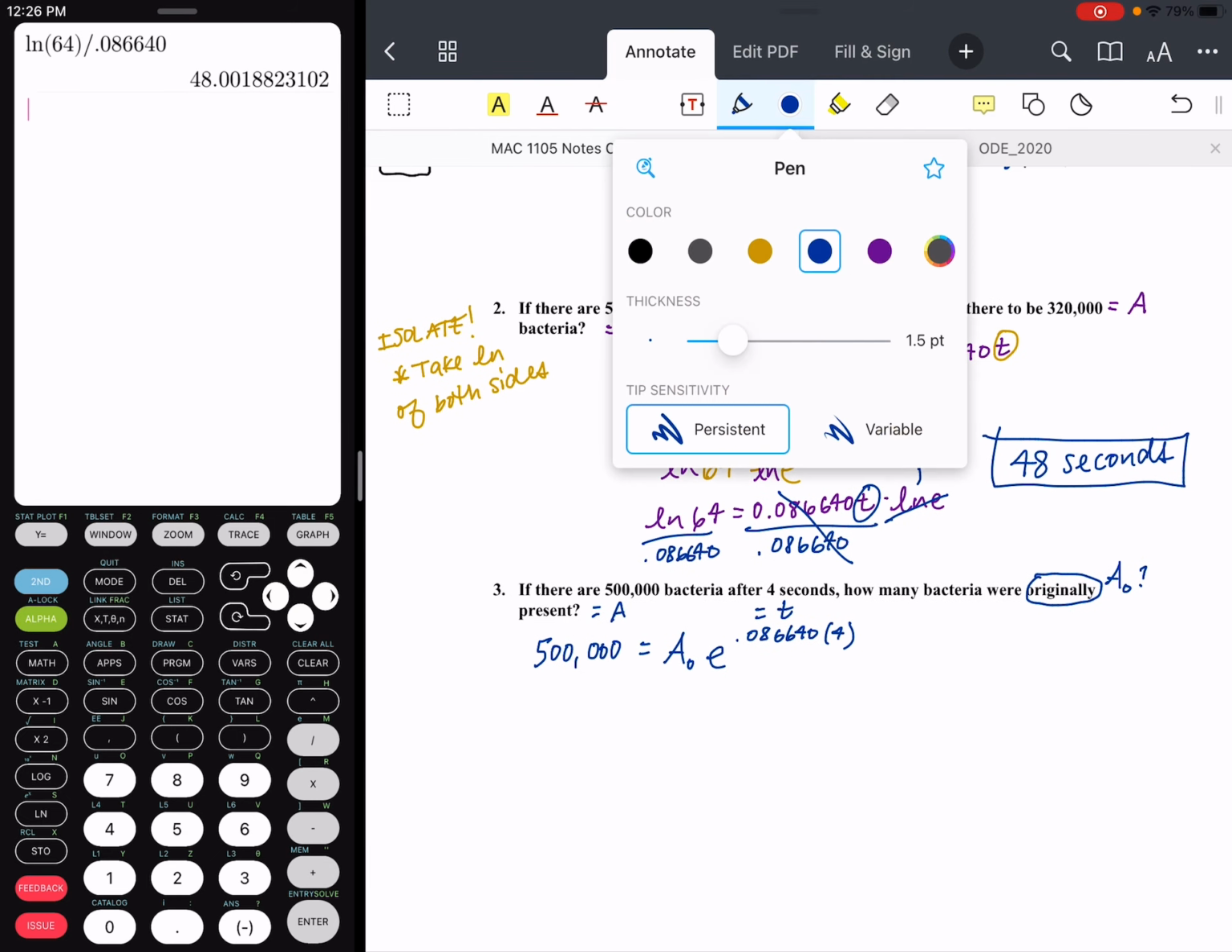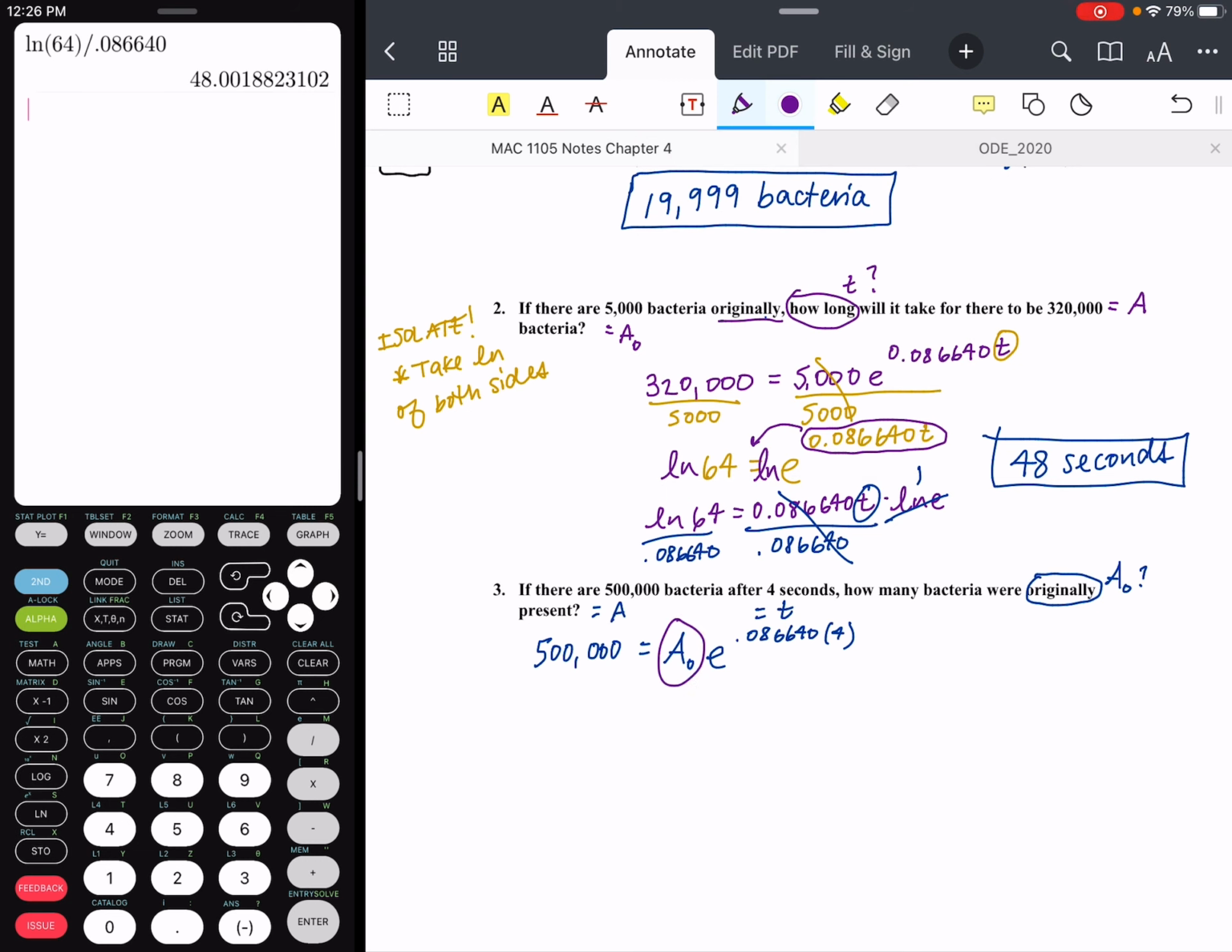All right, so in this example, we're solving for A naught. So basically, we just need to divide by that e raised to its exponent on both sides, and then we'll solve for what we're looking for. So I'm going to divide out e raised to the power 0.086640 times 4. I know it looks crazy, but it's just like 2 times A and then dividing by 2. So we're dividing out that whole wackadoodle constant there.